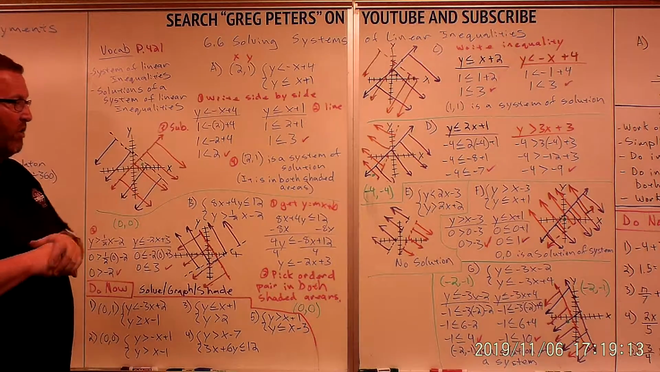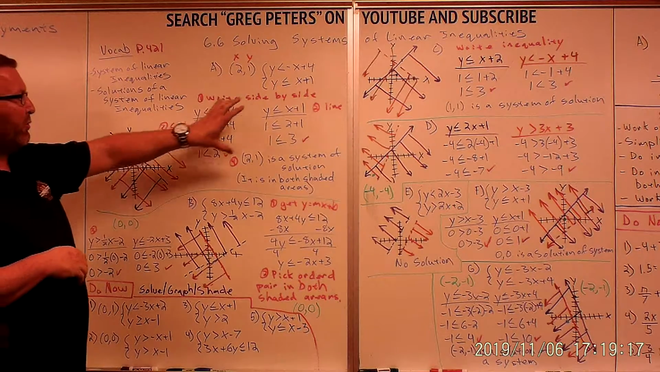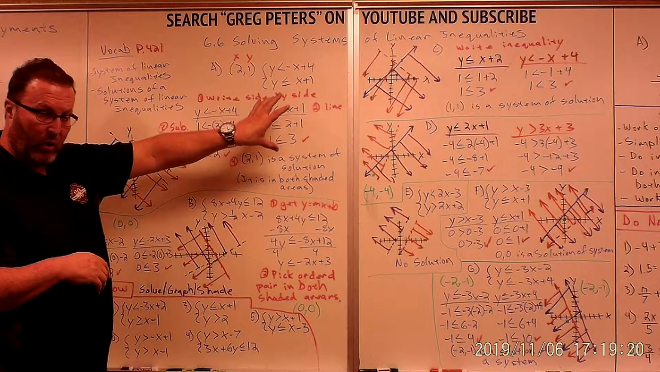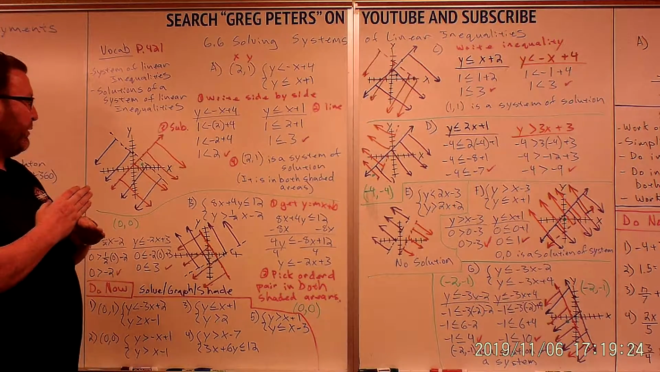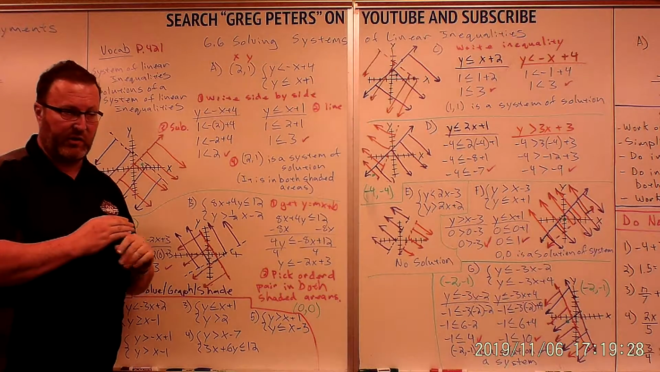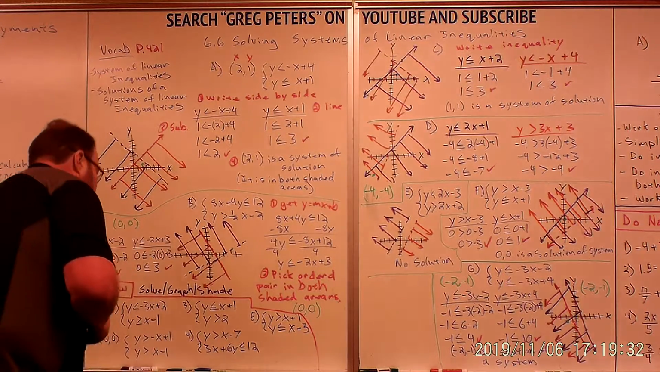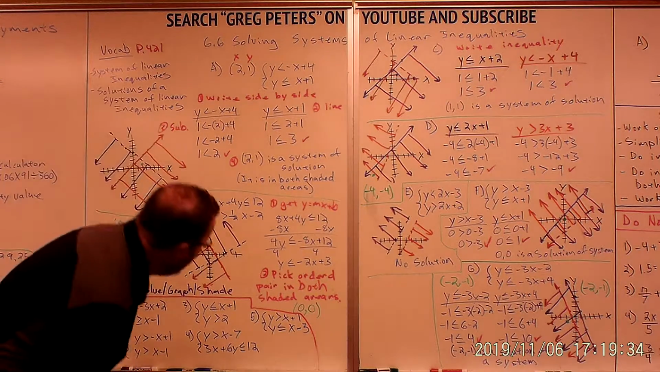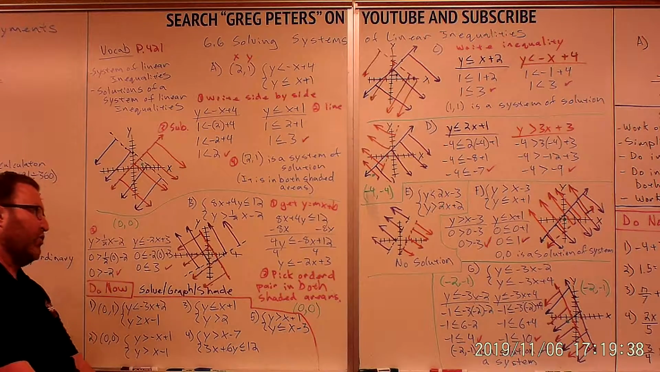We have some nuances that happen, which I'll cover, but notice it's very similar. Really the only thing that's new is now that we have two lines, two linear equations, and we're looking for overlapping in regards to solution. Last week it was whatever the shaded area was. Okay, this next one. So we have 8x plus 4y is less than or equal to 12.